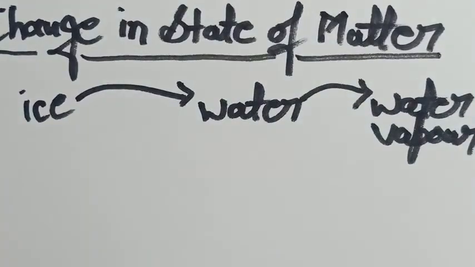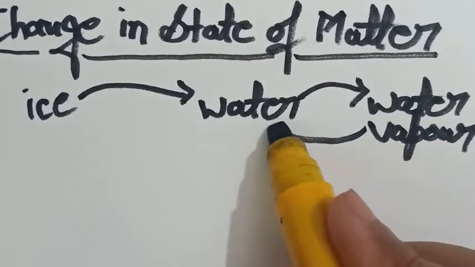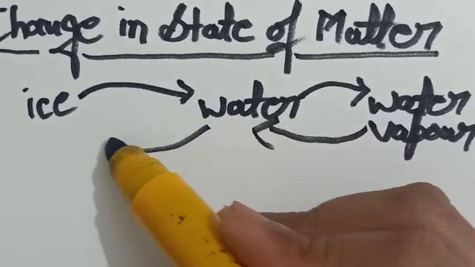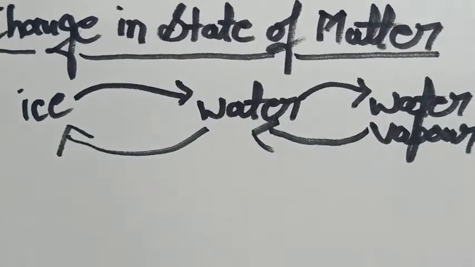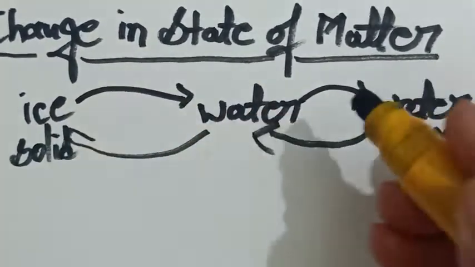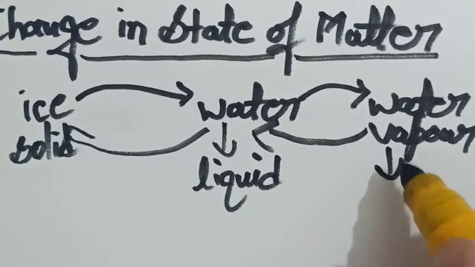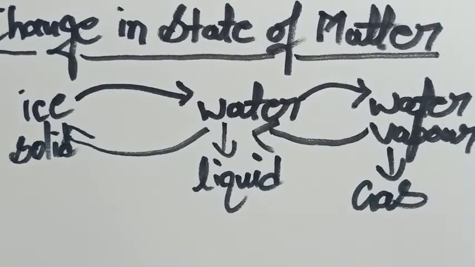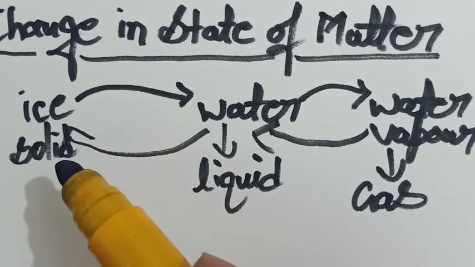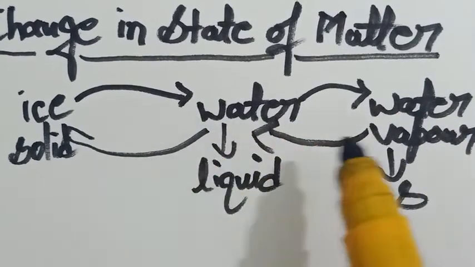And student, when we cool this water vapor, it changes into water, and when we freeze this water, it changes into ice. So this ice is in solid state. Water is liquid, and this is gas. Ultimately, it is very clear from here that any substance changes its state of matter on being heated or cooled.